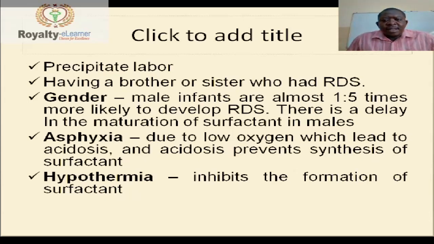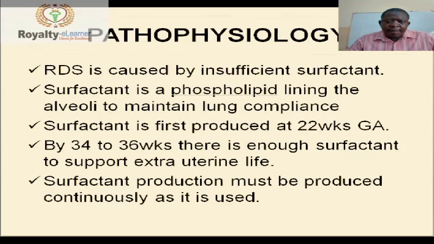The other condition that may predispose to RDS is asphyxia. This may be due to low oxygen, which leads to acidosis, and acidosis prevents synthesis of surfactants. So asphyxia predisposes one to RDS because it affects the production of surfactants. Now the other predisposition is hypothermia. This inhibits the formation of surfactants.